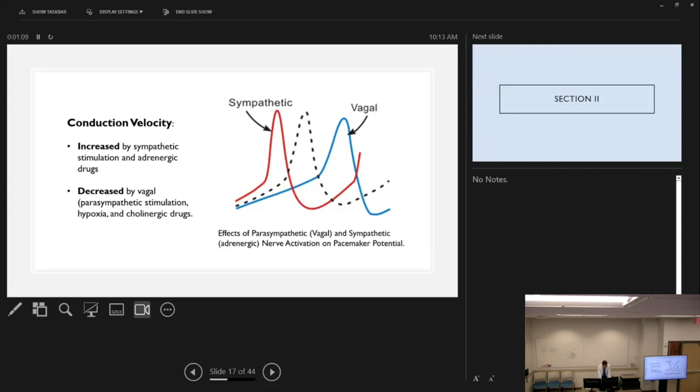There you have some examples of factors that increase the sympathetic stimulation, maybe stress or maybe medications, adrenergic drugs. Or we can also have a decreased vagal parasympathetic stimulation. Okay, hypoxia or cholinergic drugs may decrease the heart rate or the conduction velocity in this case. That will lead to a decrease in the heart rate.